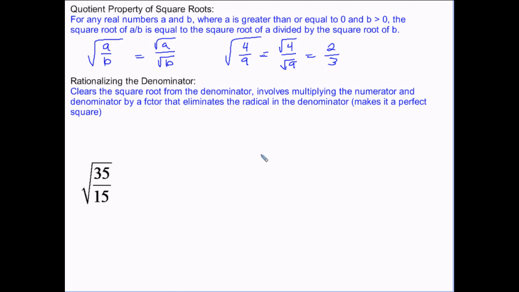So in order to do that, I'm going to take my square root of 35 over the square root of 15. I'm going to rewrite it like this. And I want to make the square root of 15 a perfect square. In order to do that, I'm going to multiply it by the square root of 15. Now I can do this because the square root of 15 over the square root of 15 is just 1, and I can multiply anything by 1. It doesn't change the value.